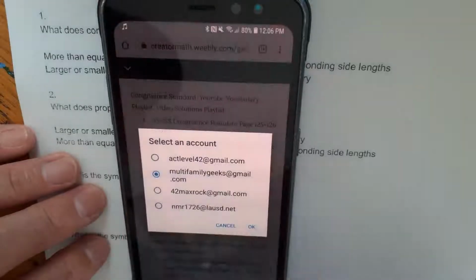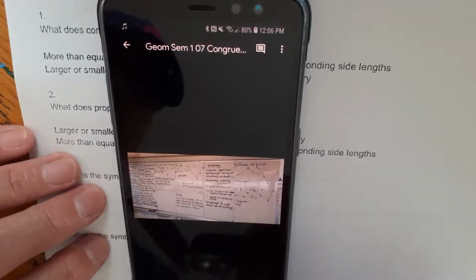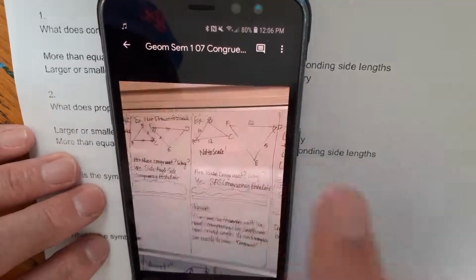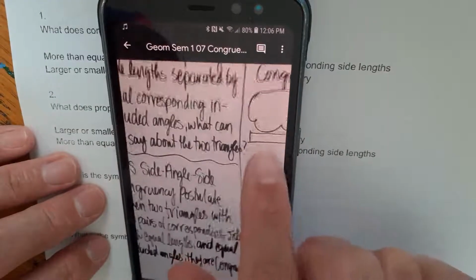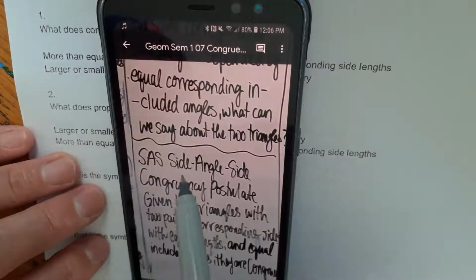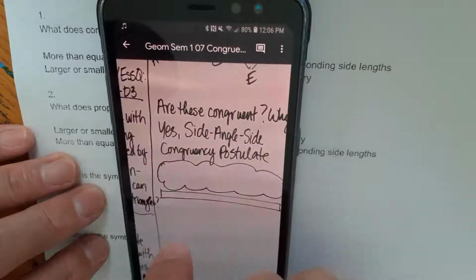So click Notes. Fair warning, sometimes I have to open this twice to get it to load. It did load this time. You should be able to expand it. If you can expand it, then it's loaded. It's going to talk to you about the SAS, side angle side, congruency postulate. Given 2 triangles with 2 pairs of corresponding sides with equal lengths and equal included angles, they are congruent. So you're going to put that in your notes.